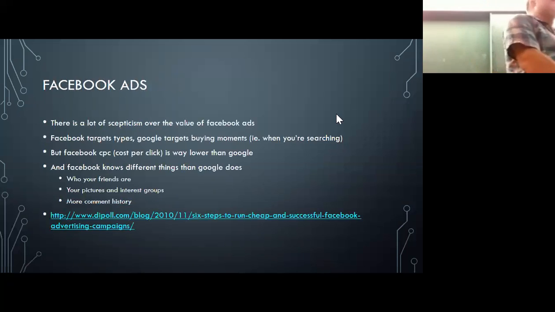The other has a bunch of equal problems, but that's Facebook ads. So, of course, this is where Facebook makes most of its money, on selling advertising and promoted content. And it's changed a lot over the years.